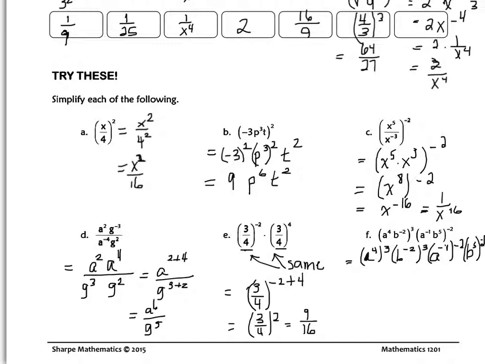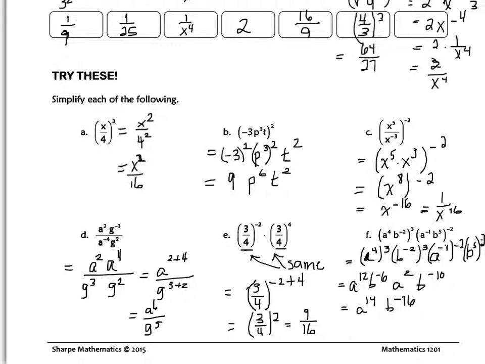Can't really squeeze that in there. So this would become a to the 12, b to the negative 6, a to the 2, because power of power, you're going to be multiplying these exponents, and b to the negative 10. And then you can add the exponents for the like terms because they're being multiplied, two power terms with like bases. So a to the 12 plus 2 would be 14, and b to the negative 6 plus negative 10 would be negative 16.